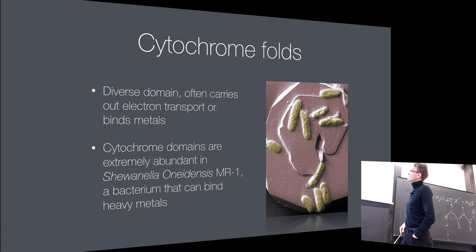That means that they are frequently involved in binding metals, sometimes in higher organisms, but it's very common in bacteria. There is a small bacterium called Shewanella oneidensis that I forgot how many cytochrome domains it has, but it has tons of them, dozens or 100. Which is a lot, because a bacteria might only have a few thousand genes in total.